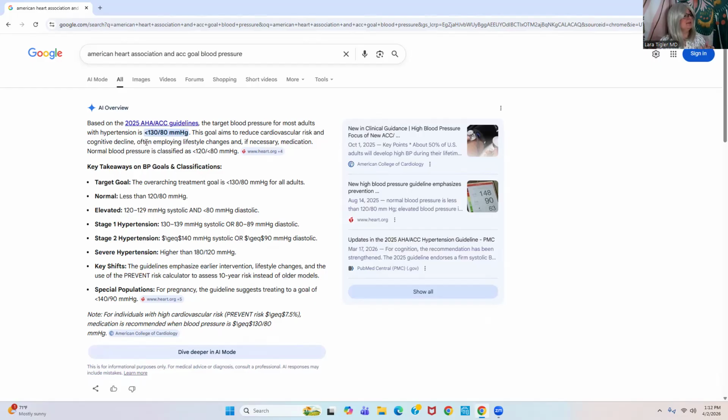So now look at this number, 130/80. For adults, the blood pressure when you're at rest should be less than 130/80. Okay. And as I explained in prior videos, really the best is less than 120/80. But this is the goal that we're reaching for all adults.